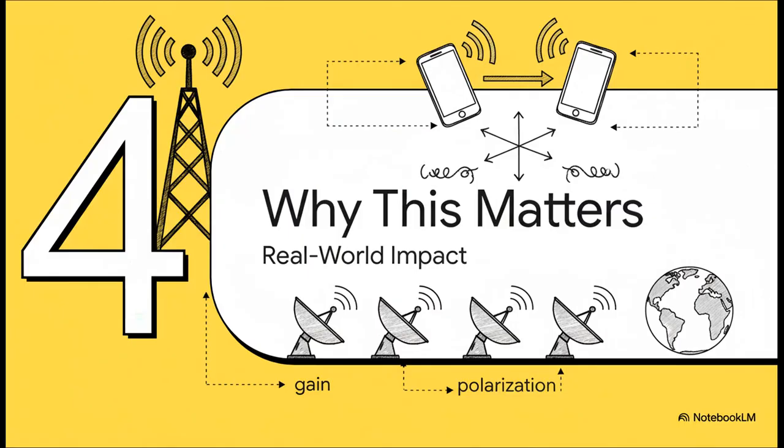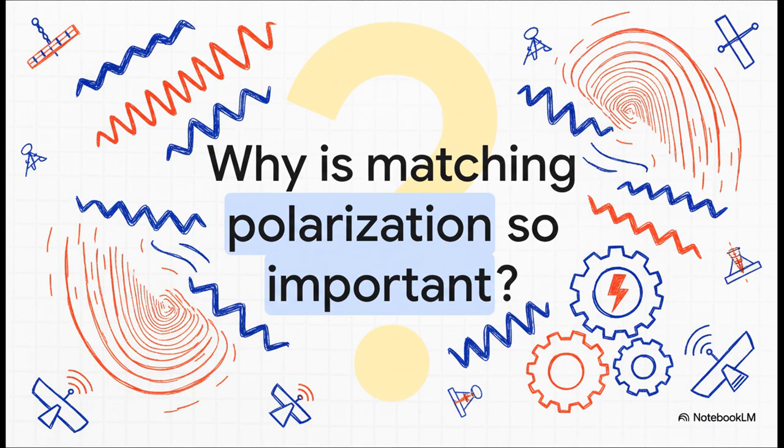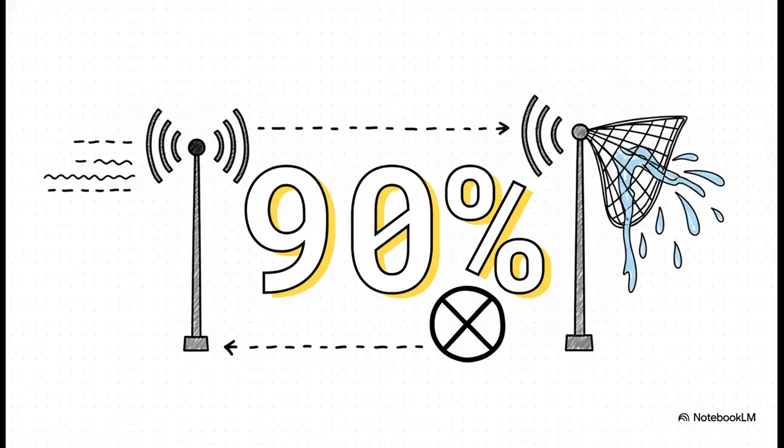So we've covered the signal's shape, its polarization, and its focus, its gain. But so what? Why are these concepts so critical in the real world? Well, the answer is all about efficiency. It comes down to avoiding a massive and totally avoidable loss of energy if you get it wrong. Get this, mismatching the polarization between the two antennas, a problem called cross-polarization, can cause you to lose up to 90% of the signal's energy. I mean, that's the difference between a crystal clear connection and one that drops completely. It's like trying to catch water with a net. Most of it just passes right through.